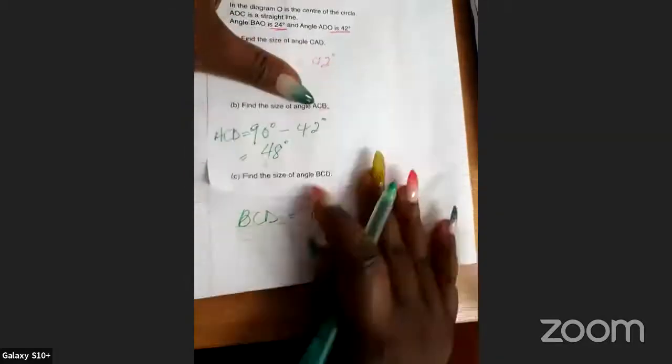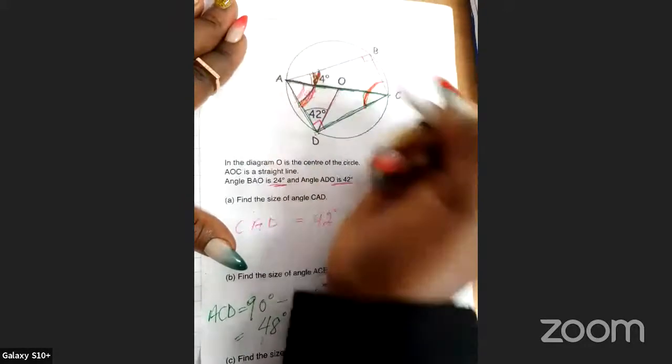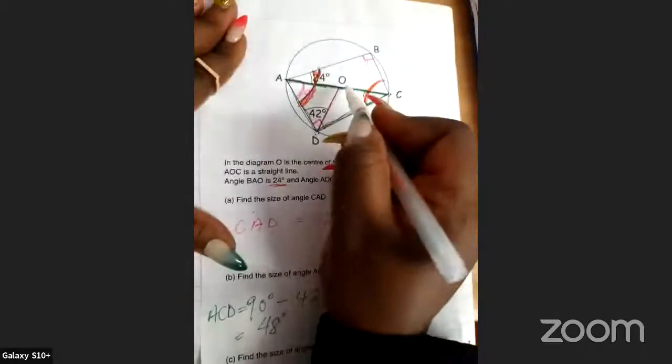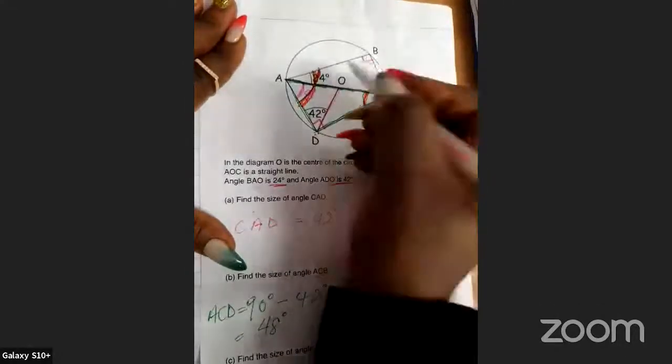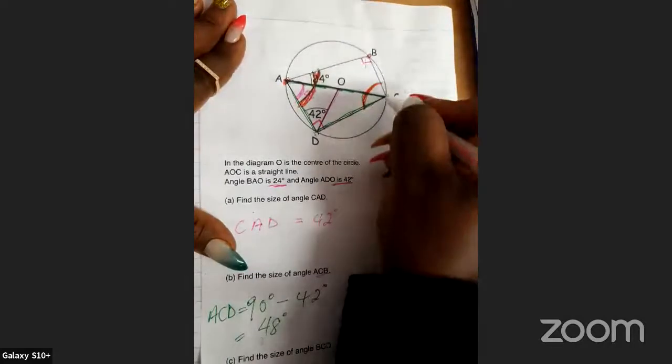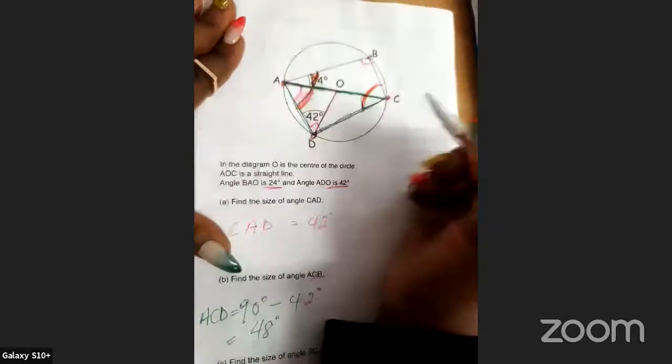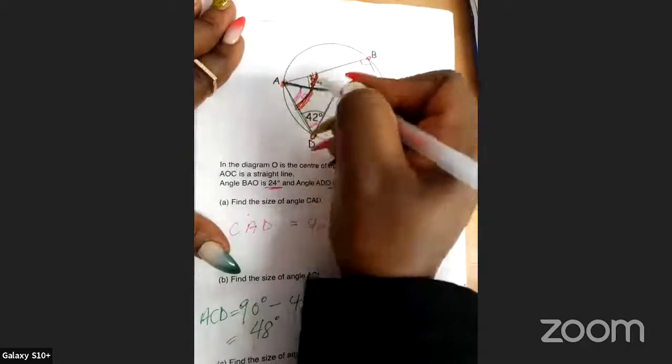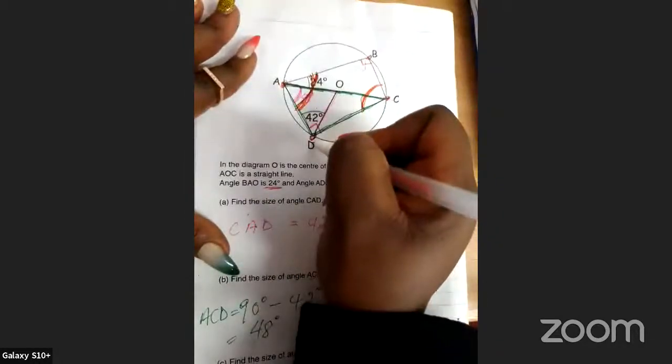180 degrees minus the sum of these two, because opposite angles, let me highlight it with this color. Opposite angles in a cyclic quadrilateral are not equal, they are supplementary. So this is a cyclic quadrilateral because all four points touch the circumference. Good. So these two, angle BAD and angle BCD, are supplementary.